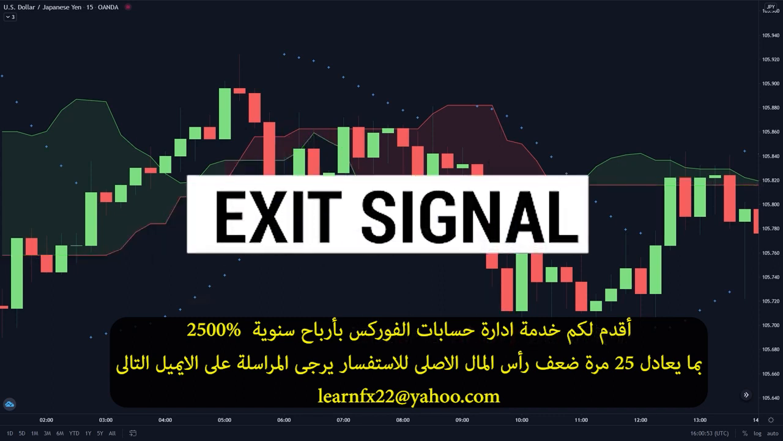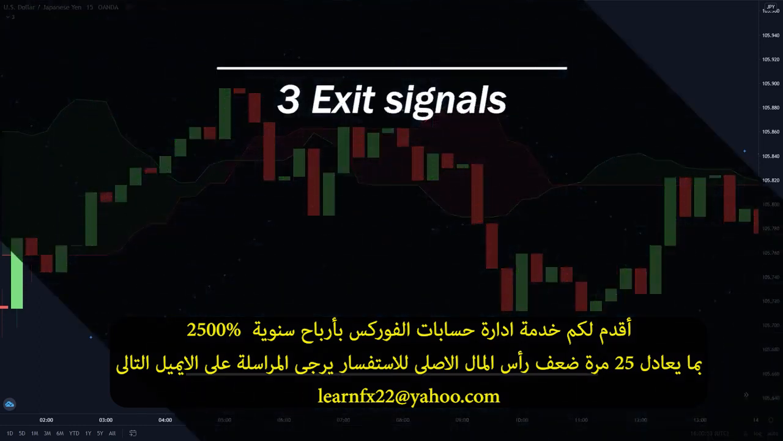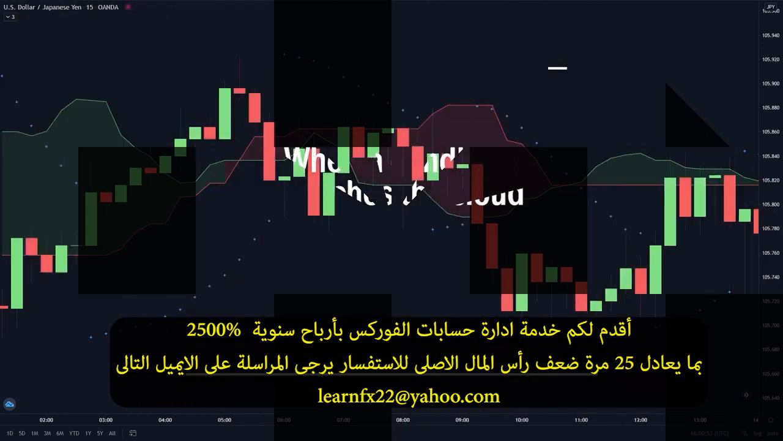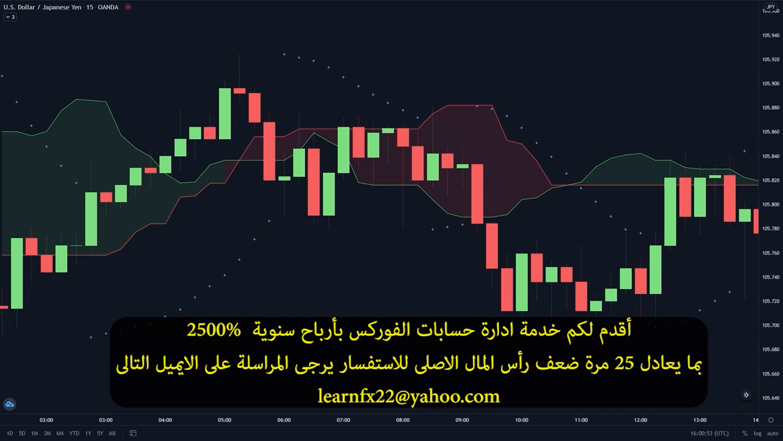Now for our exit signal. There are three criteria for us to meet when exiting a trade. The first criteria is when the candlestick hits the cloud. When the candlestick hits the cloud like this, we close our position immediately. But if it gets out of the cloud again and our entry signals are met, I enter a position again.